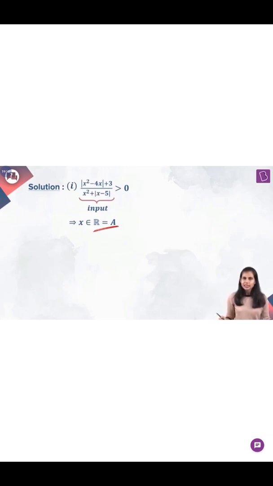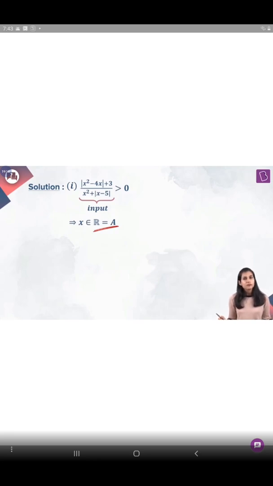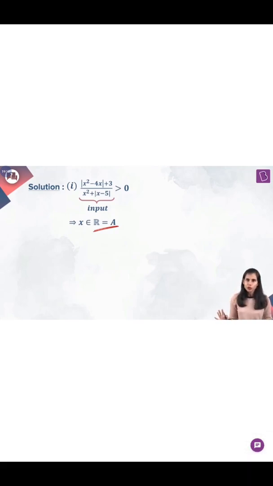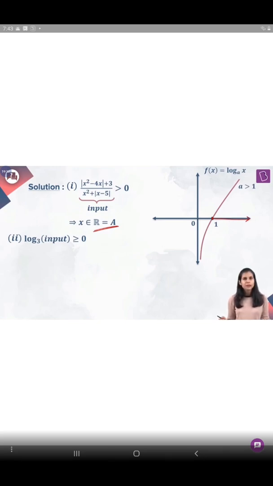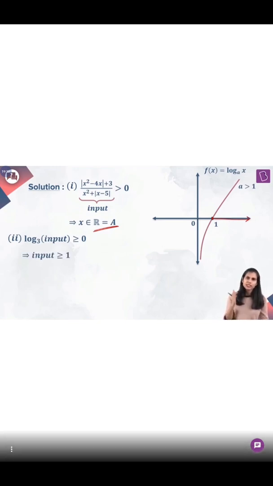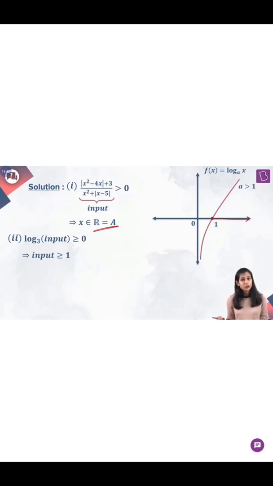Cool. Now my second task is to actually find out the values of x which satisfy my inequality. So I want those values of x for which log of my input to the base 3 is greater than or equal to 0. But recall the graph of log to the base 3. Well, log is greater than or equal to 0 when the input is greater than or equal to 1, isn't it? That means log of input to the base 3 will be non-negative when the input is greater than or equal to 1. So now I want to find those values of x for which my input is greater than or equal to 1.